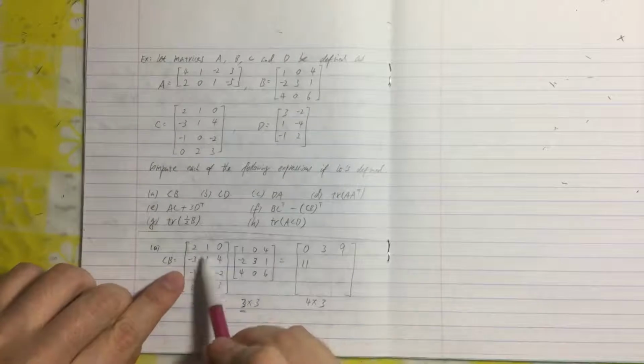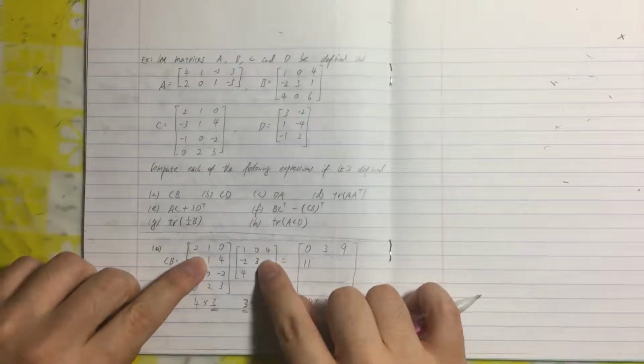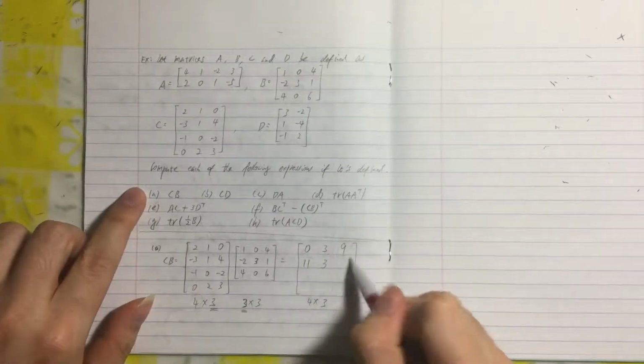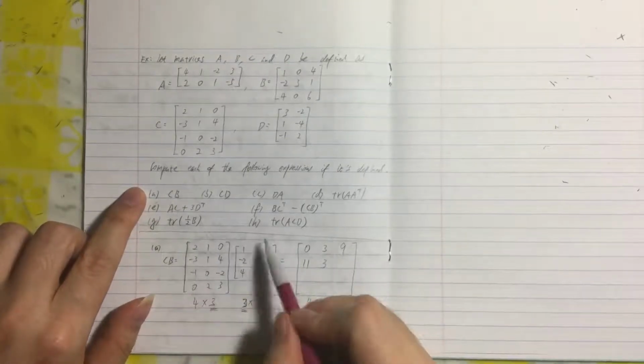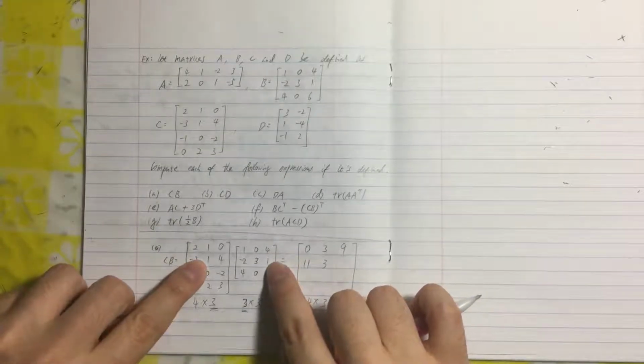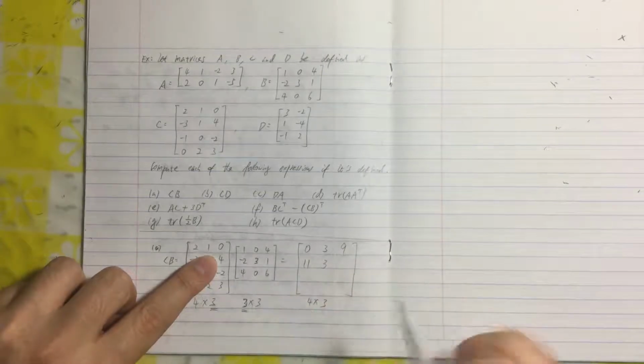Next, second row times second column. 0, 3, 0. Together is 3. Next, row times column. Negative 12 plus 1 is negative 11. Negative 11 plus 24 is 13.